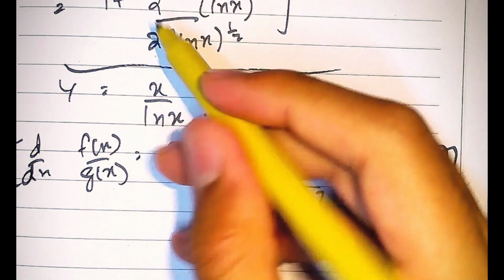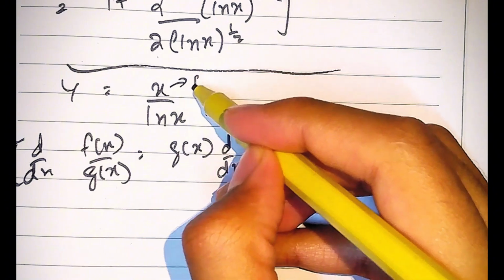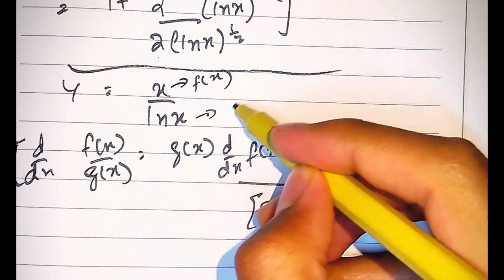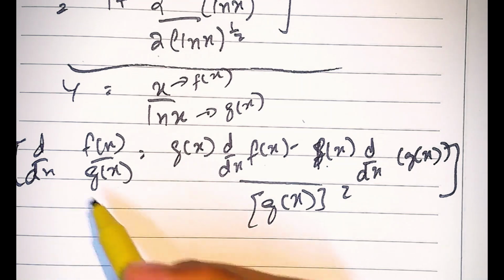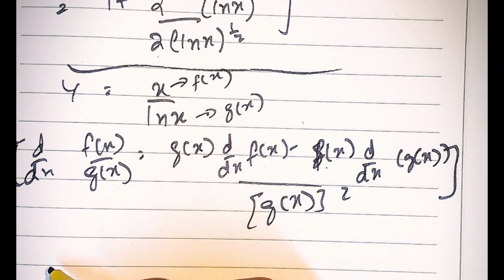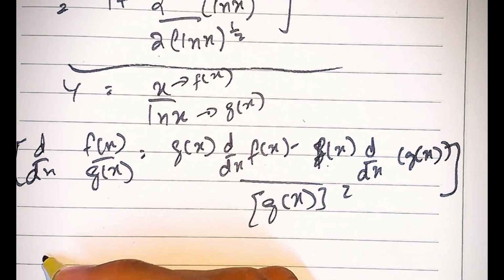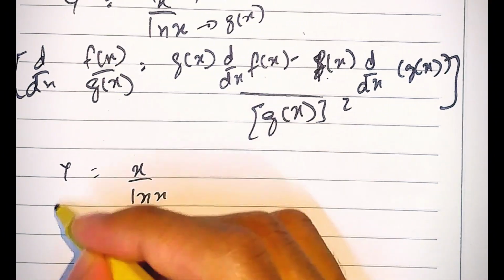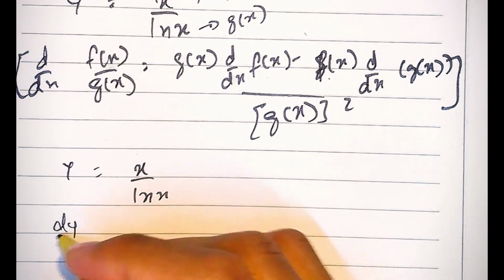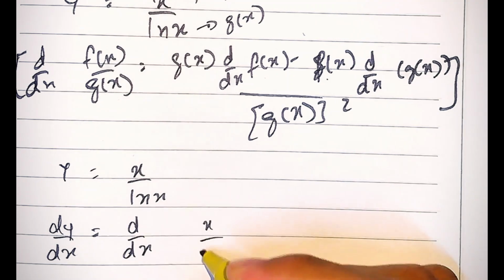Okay, so we have x, which is an algebraic function, so it would be my f(x), and then we have log of x, which is actually a logarithmic function, and it would be g(x), i.e. the second function. Then we can simply use this property right over here. So we have the second function as it is. Oh, first of all, we have to apply the differentials on both sides of the equation. So dy/dx is equal to d/dx of x divided by log of x.